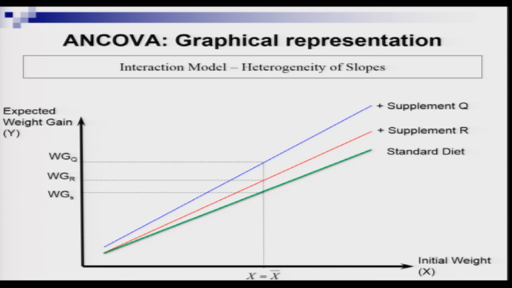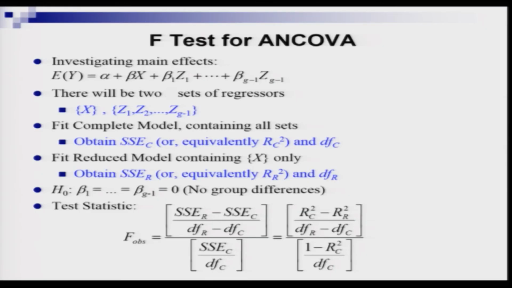Now, it is time to look at the ANCOVA through some symbols, and I am going to now very quickly take you through the formal modeling and the corresponding hypothesis testing for two cases, which are basically homogeneous slope and the heterogeneous slope. So, I will first start with the case of investigating main effect. So, here I am going to assume that interactions do not exist.